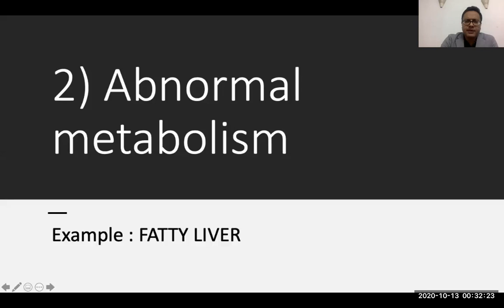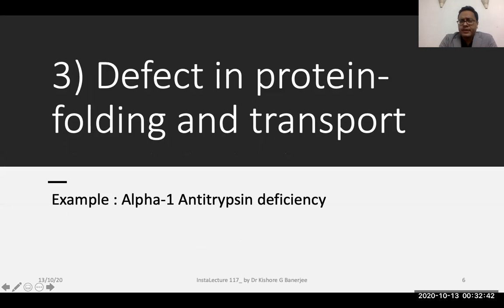Now let us go back to the presentation again to describe the other two key mechanisms. So already we explained two key mechanisms. One key mechanism of abnormal intracellular accumulation is enzyme deficiency, that is lysosomal storage disorder. Second is abnormal metabolism, of which the example is fatty liver. The third reason where abnormal intracellular accumulation could occur is when there is a defect in protein folding and transport. And the classic example is alpha-1 antitrypsin deficiency.